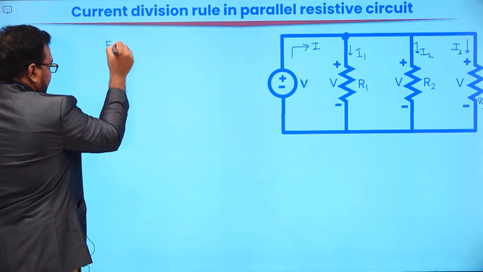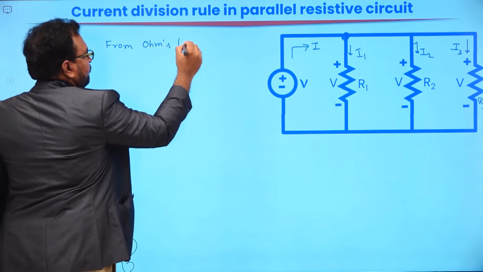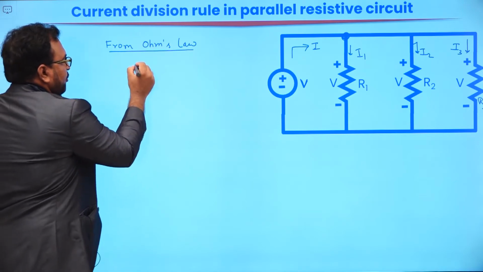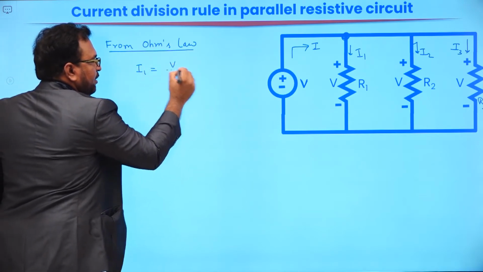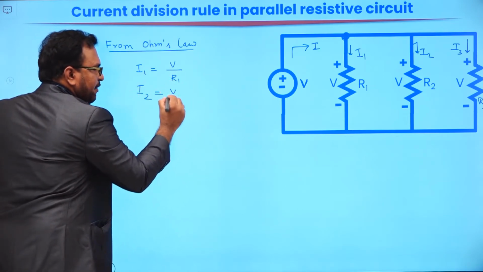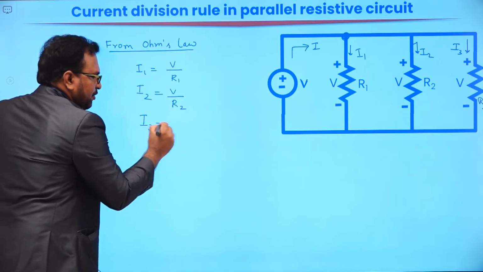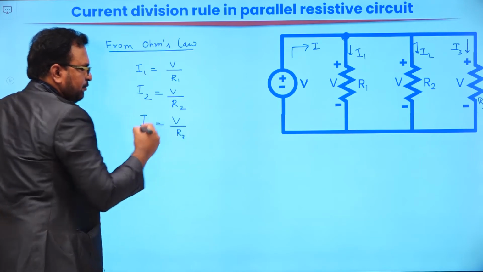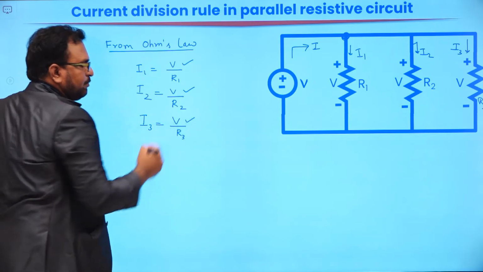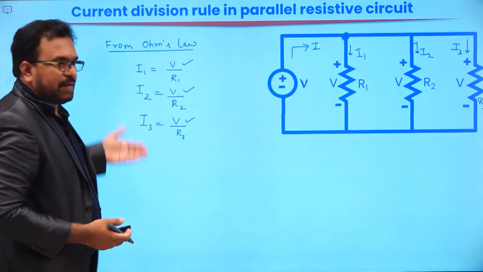Now let us calculate from Ohm's law the current through individual resistances. The current through R1, I1, is V divided by R1, the current through R2, I2, is V divided by R2, and the current through R3, I3, is V divided by R3. If you observe these equations, the voltage is the same. That is the characteristic property of a parallel circuit. Voltage remains the same, current divides.